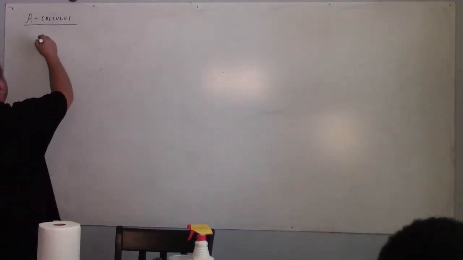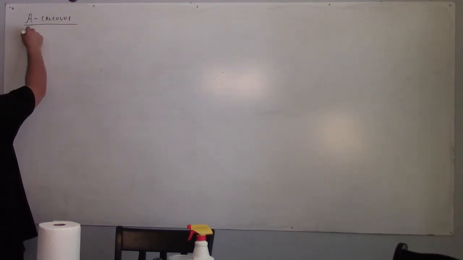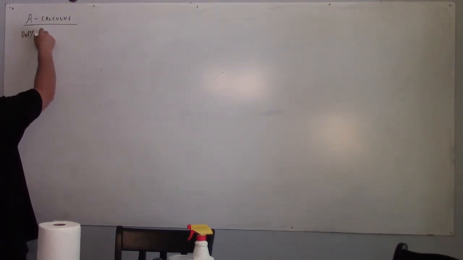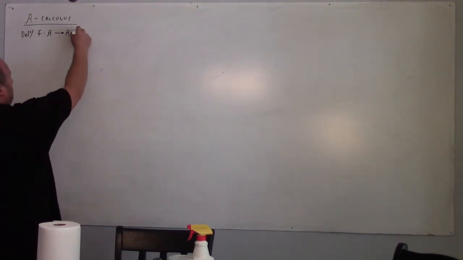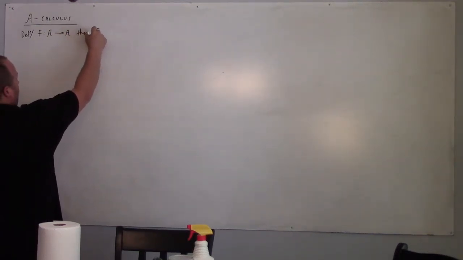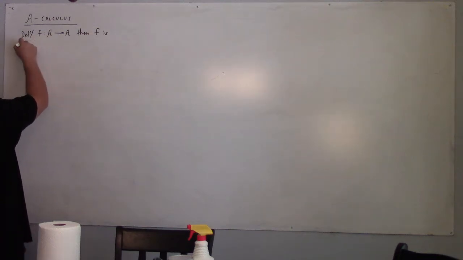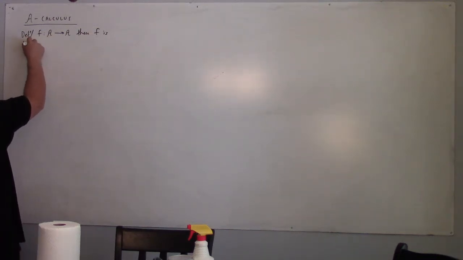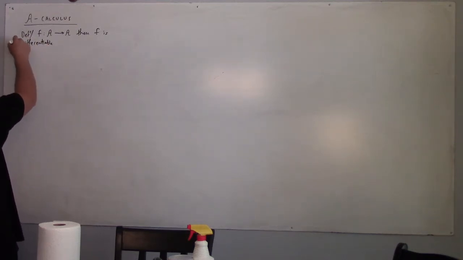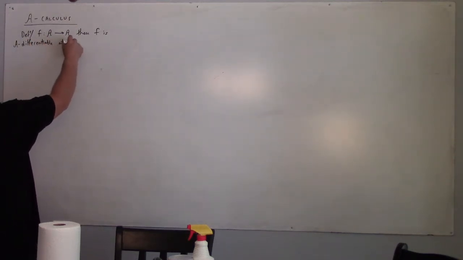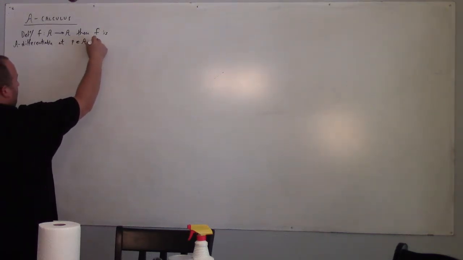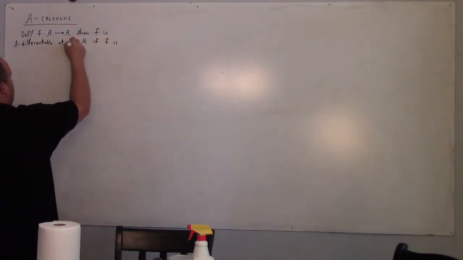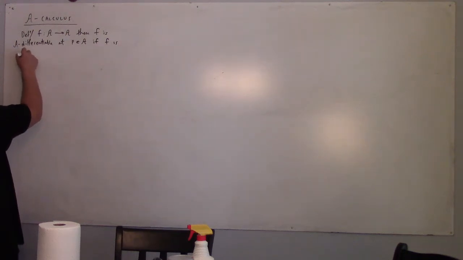And so, definition: if you have a function f which goes from the algebra A to the algebra again, then f is A differentiable at p in A if f is R differentiable.